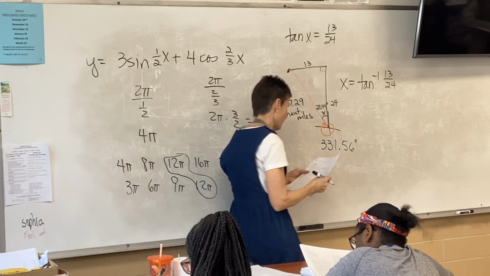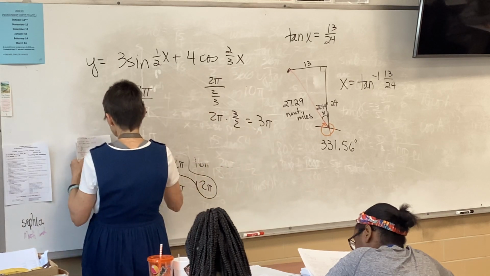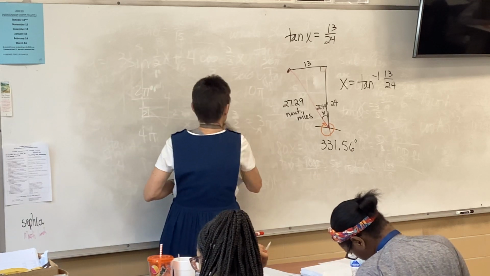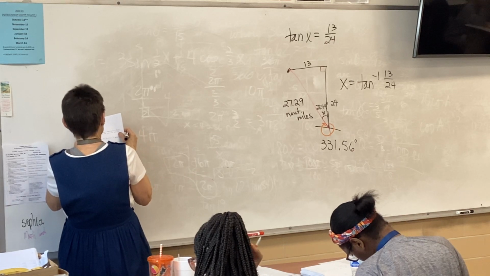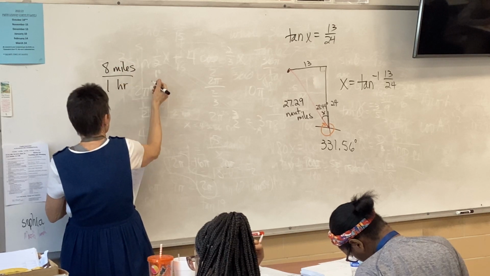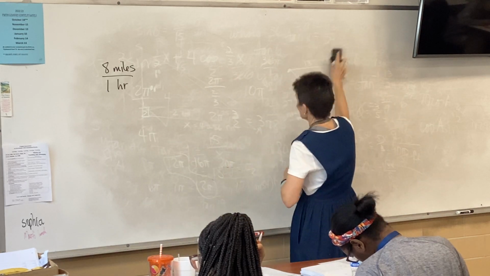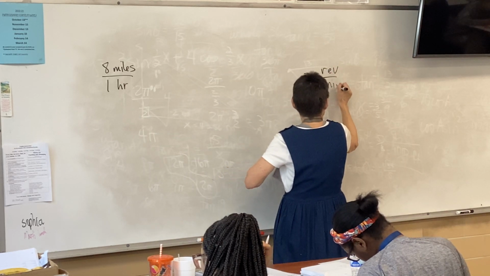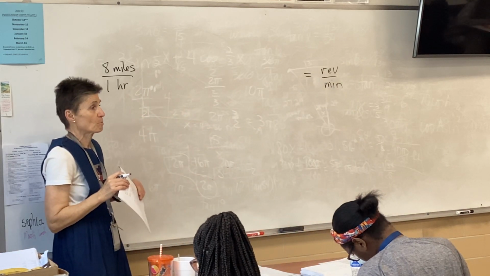A bicycle with 24-inch diameter tires, traveling at 8 miles an hour. How many revolutions does each tire make per minute? So this is a big factor label problem. So we're starting with 8 miles per 1 hour. That's what we're given. And we want to end up in revolutions per minute. I don't know how long it's going to take. I'll put it over here. So I have miles per hour. I want to end up with revolutions per minute.